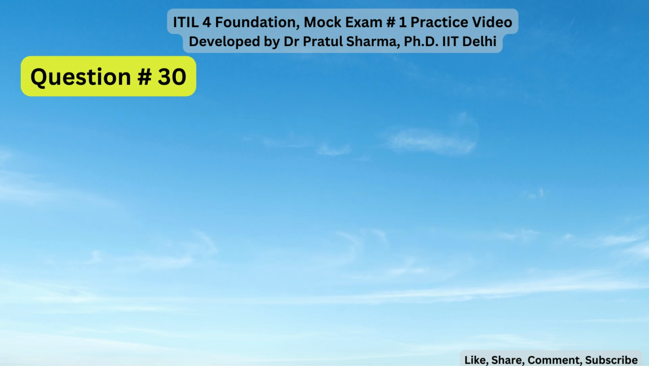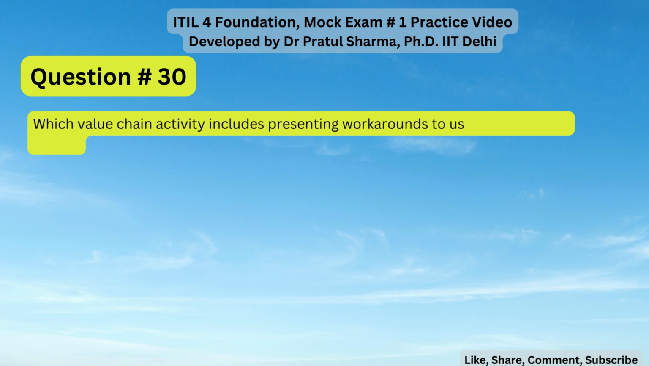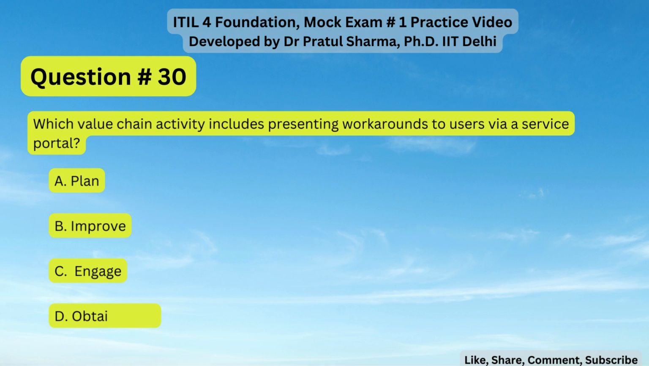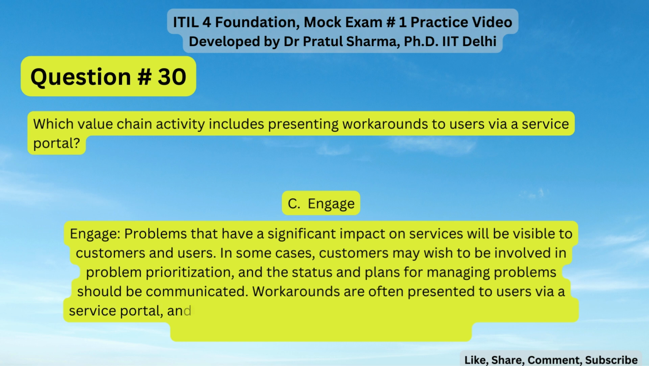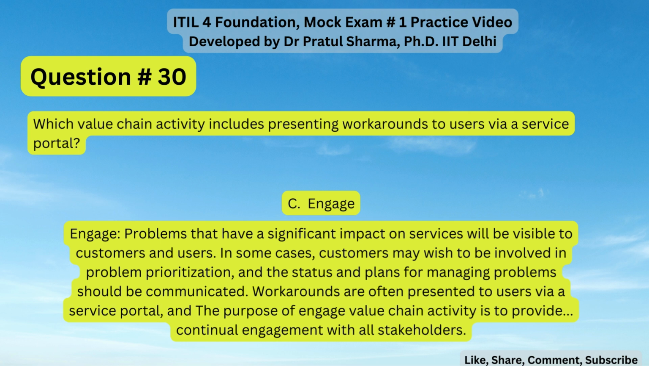Question number 30. Which value chain activity includes presenting workarounds to users via a service portal? A. Plan. B. Improve. C. Engage. D. Obtain build. C. Engage. Problems that have a significant impact on services will be visible to customers and users.